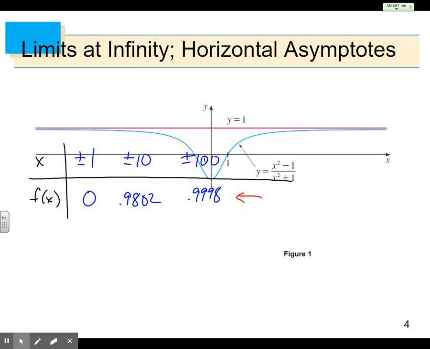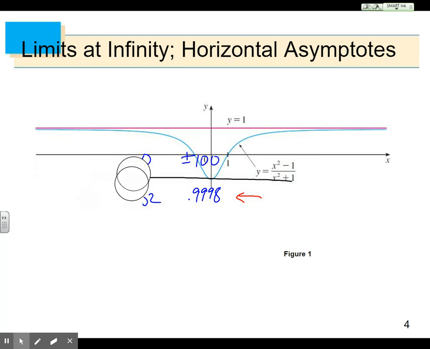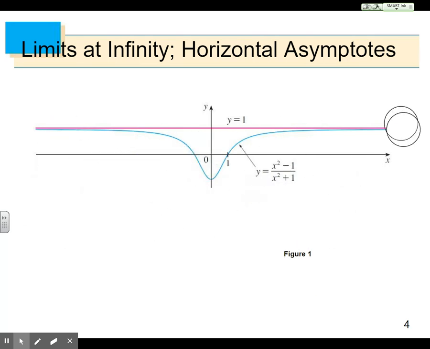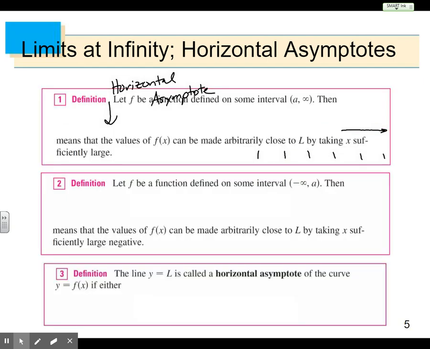So the graph of this should look something like this. This is the graph of the function. And as you can see, as x gets larger and larger, this value right here gets closer and closer to this red line. This red line is known as a horizontal asymptote. I think I'm ready to formally introduce this idea now.